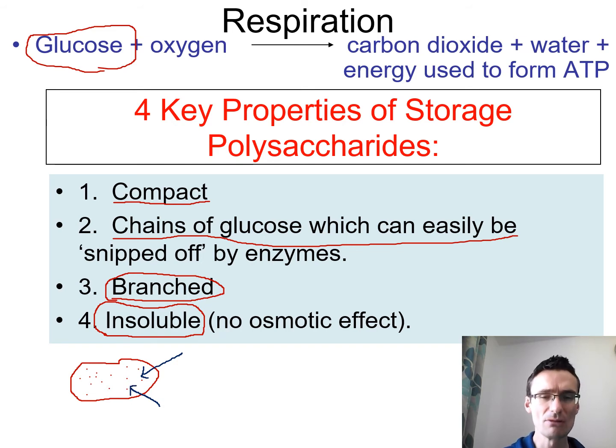and that would cause a cell to burst. So it's absolutely vital that storage polysaccharides, which might contain thousands upon thousands of glucose molecules, are insoluble, because that means the sugar molecules don't interact with water because they're attached to each other, and therefore they have no osmotic effect. So these four characteristics are the same for glycogen and for starch.